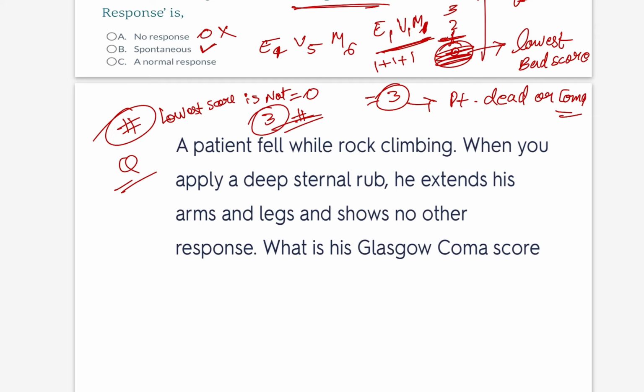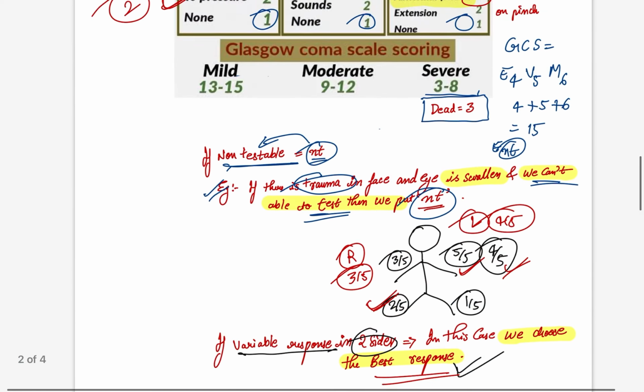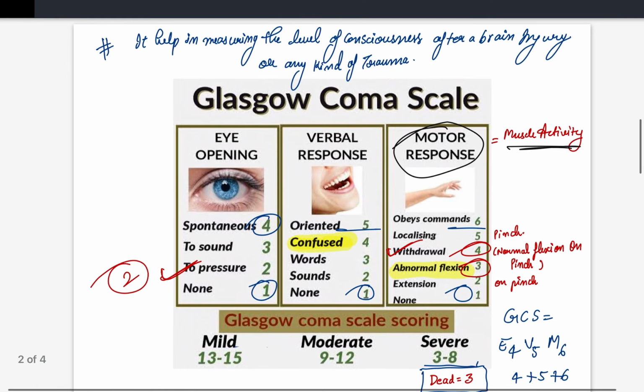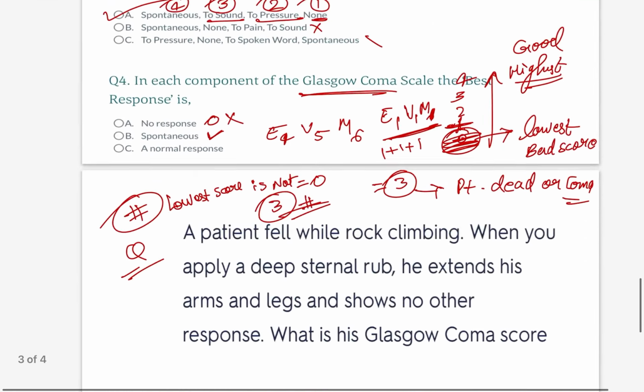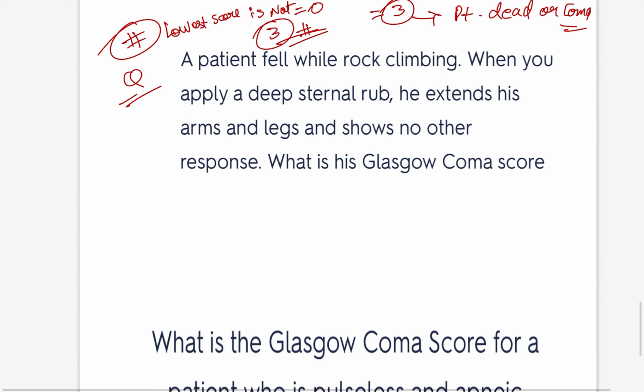A patient fell while rock climbing, right? I already told you this is the GCS. GCS is for measuring the consciousness of the patient with brain injury or any kind of trauma. So here also he is saying that the patient fell, right? So there might be an injury in the brain, so we will assess that. When you apply a deep external rub, it means we are giving stimulation, or we can say we are giving pain to the patient.